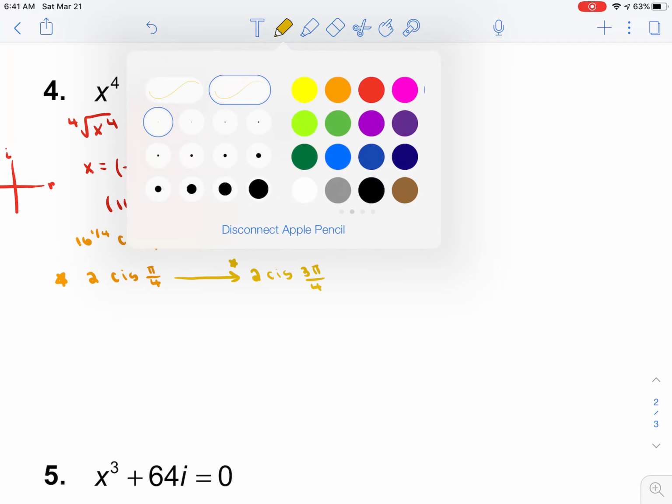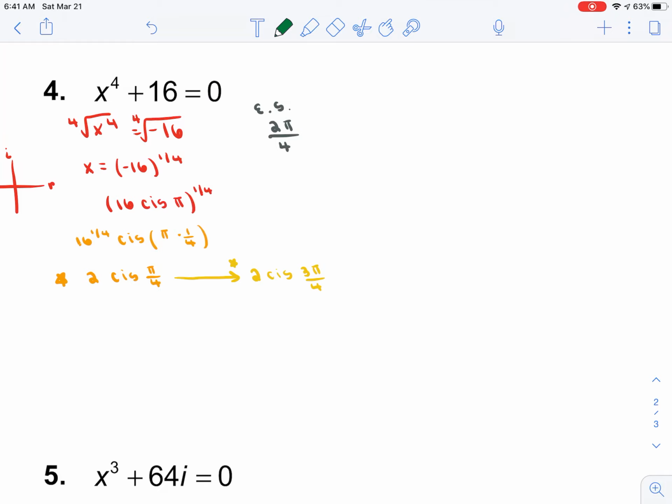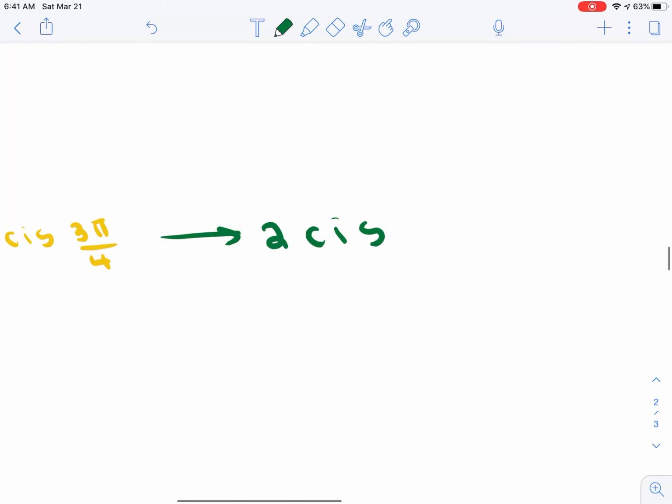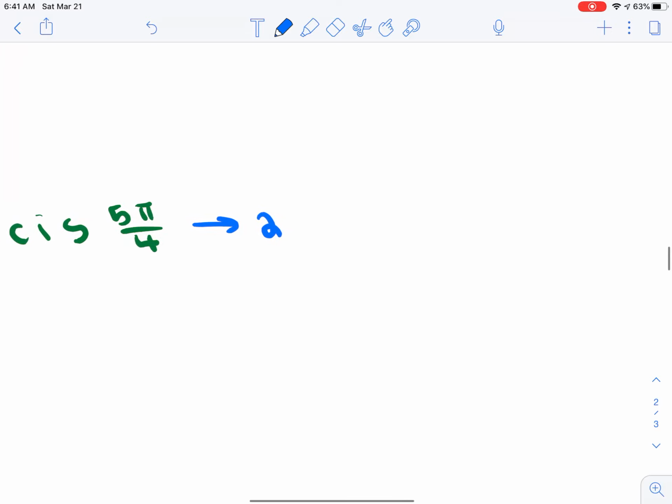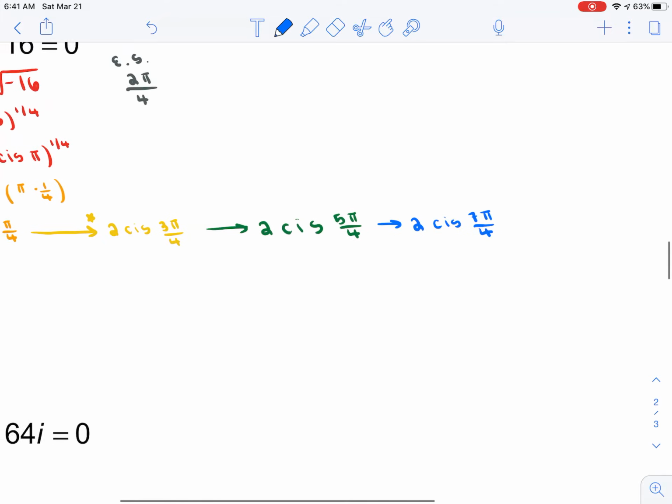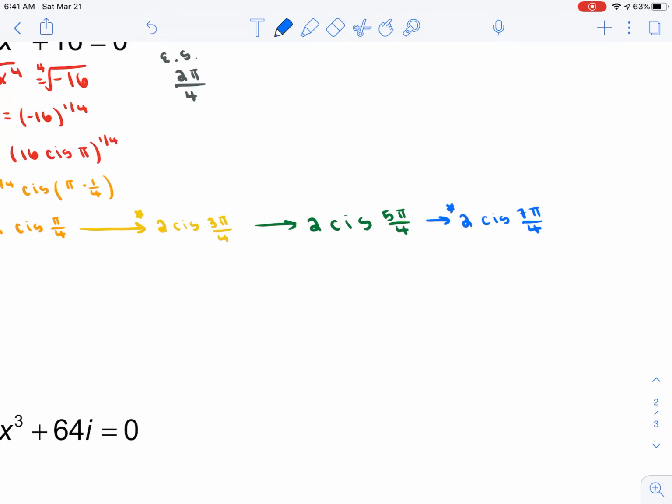Our third solution is going to be 2 cis, and then adding another 2 pi over 4 is 5 pi over 4. And then finally, our last solution is 2 cis 7 pi over 4. I love it when this happens, when all of our solutions are those middle angles.